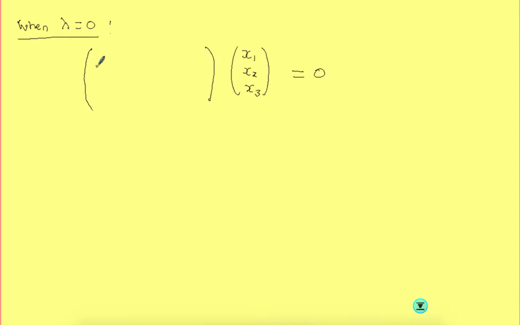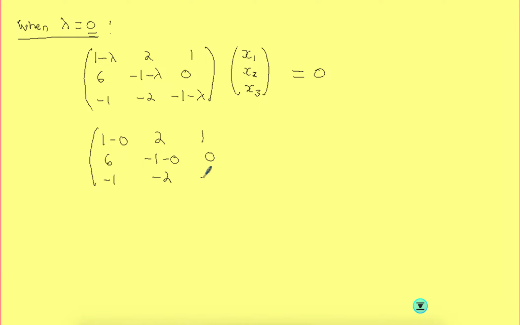Right, so remember what we do is we just take our matrix that we took the lambda away from. So it was 1 take away lambda, 2, 1, 6, negative 1 take away lambda, 0, negative 1, negative 2, and negative 1 take away lambda. That was our matrix that we had. Now, all we're going to do is take our lambda away. But our lambda is just 0 this time, so it's just going to keep our matrix the same. So it's going to be 1 take away 0, 2, 1, 6, negative 1 take away 0, 0, negative 1, negative 2, negative 1 take away 0.